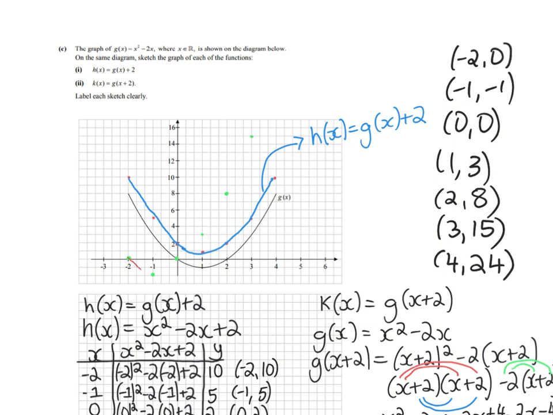Then we can draw this. And we get our quadratic looking like this. Of course, you can continue it on the left hand side and it's going to look something like that. So again, we need to label this because it's asked us to label it clearly, and this is k of x, which is equal to g of x plus 2. That's the end of part C, and it's also the end of this video too.